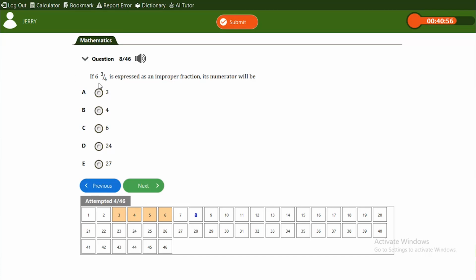If 6 whole number 3 over 4 is expressed as an improper fraction, its numerator will be, okay, they're asking us, what will be the numerator of 6 whole number 3 over 4 as expressed in improper fraction? So what will be the numerator? Okay, so they're asking us to change that to improper fraction. Do you understand? So that the numerator of that improper fraction is what they're asking for now. Do you understand the point?